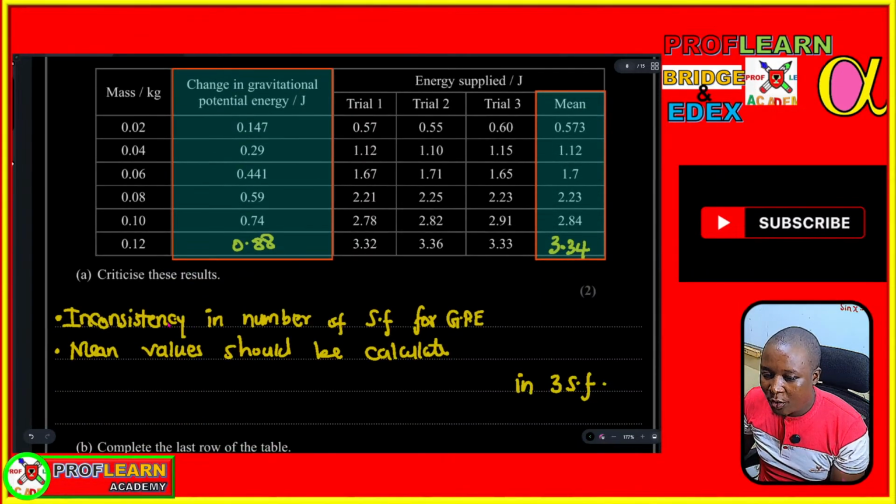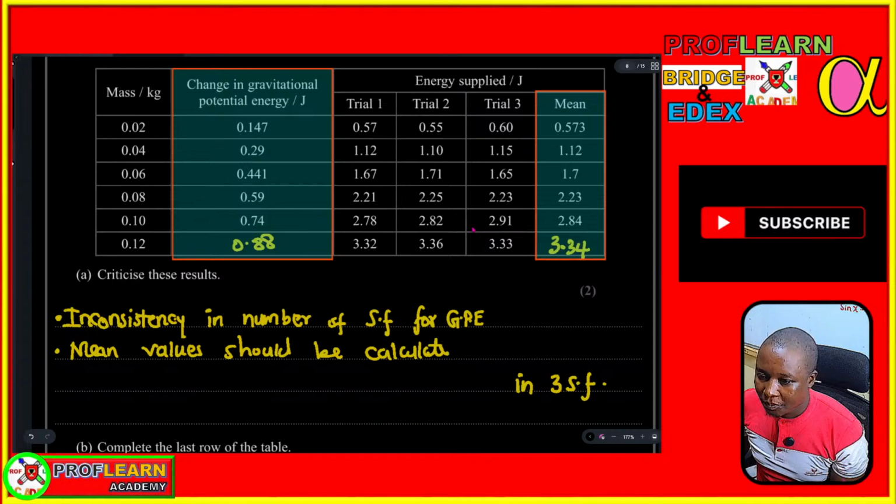Criticize the results. If you look at this table that we have here, especially for the GPE here, we have 3 significant figures, we have 2 significant figures, 3 significant, 2 figures. So this is not consistent. The inconsistency of the number of significant figures in the GPE is one idea that we have to look at. There must be consistency in the number of significant figures in the calculated data. And also the mean value should be calculated in 3 significant figures. So you can see here we have 3 significant, 2 significant figures. So we have to ensure the mean should be in 3 significant figures.